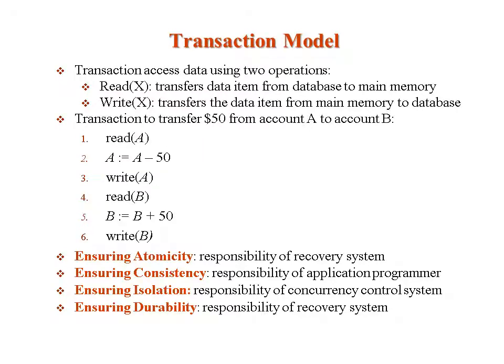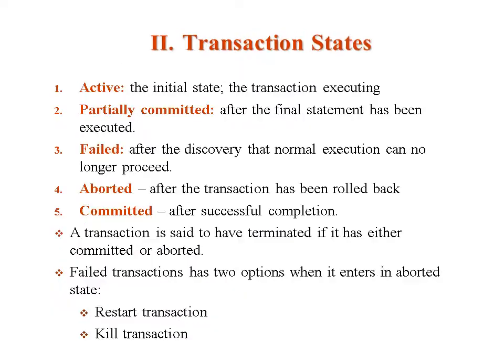Next is our transaction model. The accessing of data by any transaction actually uses two operations, readx and writex. Readx is basically what we are transferring our data item from database to main memory, and writex means we are transferring data item from main memory to database. There is one example of a transaction written here. Now, how we can ensure atomicity, consistency, isolation and durability. These are ensured by some system components of our database system like recovery system and concurrency control system. It's given in here.